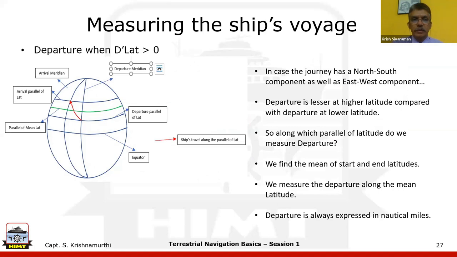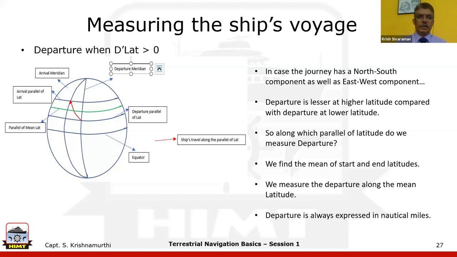No. Does the rotation of Earth affect departure? No, it does not, because your ship is rotating along with the Earth, isn't it? So as far as we are concerned, observers on the Earth or the ship, the Earth is not moving. It's only our journey that is taken into account for terrestrial navigation. It only depends upon the initial and the final position. Yes. For terrestrial navigation, initial position, final position, and we measure the east-west displacement and the north-south displacement.